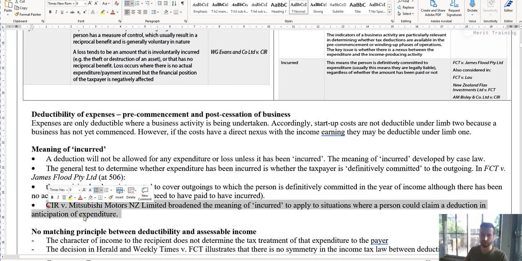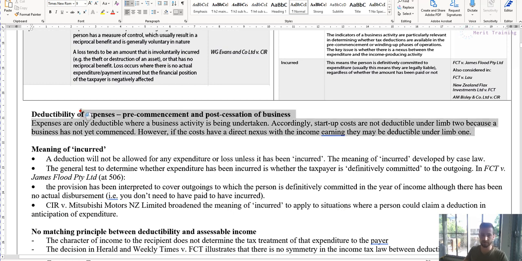But this case law also broadened that to mean a situation where a person can claim a deduction in anticipation of expenditure. So this kind of feeds into this first point here in terms of pre-commencement and post-cessation. So yes, you can't claim a deduction for startup costs because there needs to be a nexus to income earning. But if you are anticipating earnings, you could claim it, right? And similar to deductions, if you are anticipating expenditure, you could claim a deduction for it.